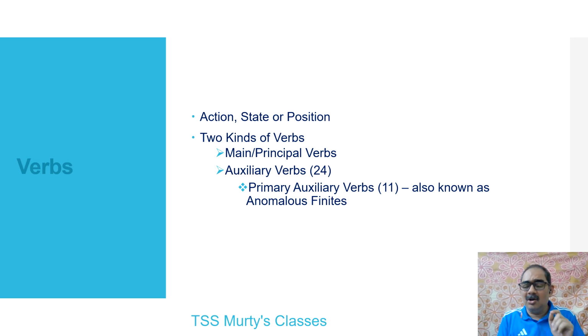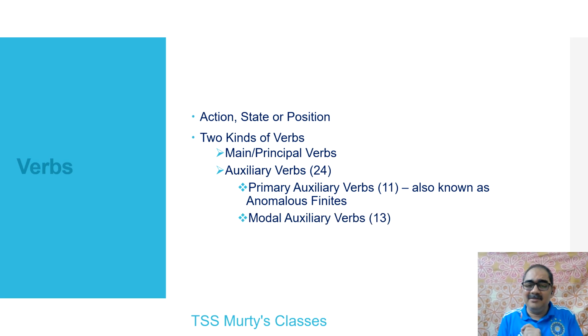How do I understand anomalous? What does finite mean? Anomalous because these 11 verbs can act as helping verbs and also as main verbs. Hence, that's an anomalous, unusual nature. A finite verb is a verb that has tense. I can look at the verb form and then say this is either present tense or past tense. So verb forms can be divided into finite forms and non-finite forms. Finite forms are those that have tense. Non-finite forms are those that do not have any tense.